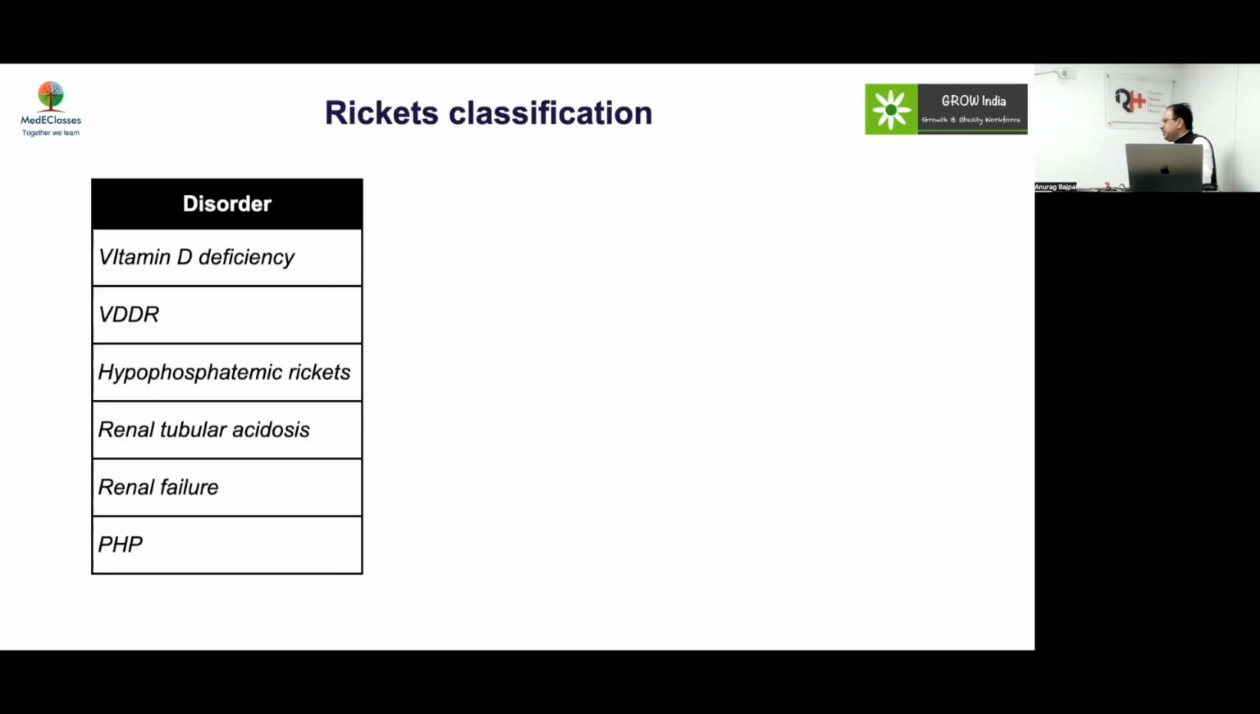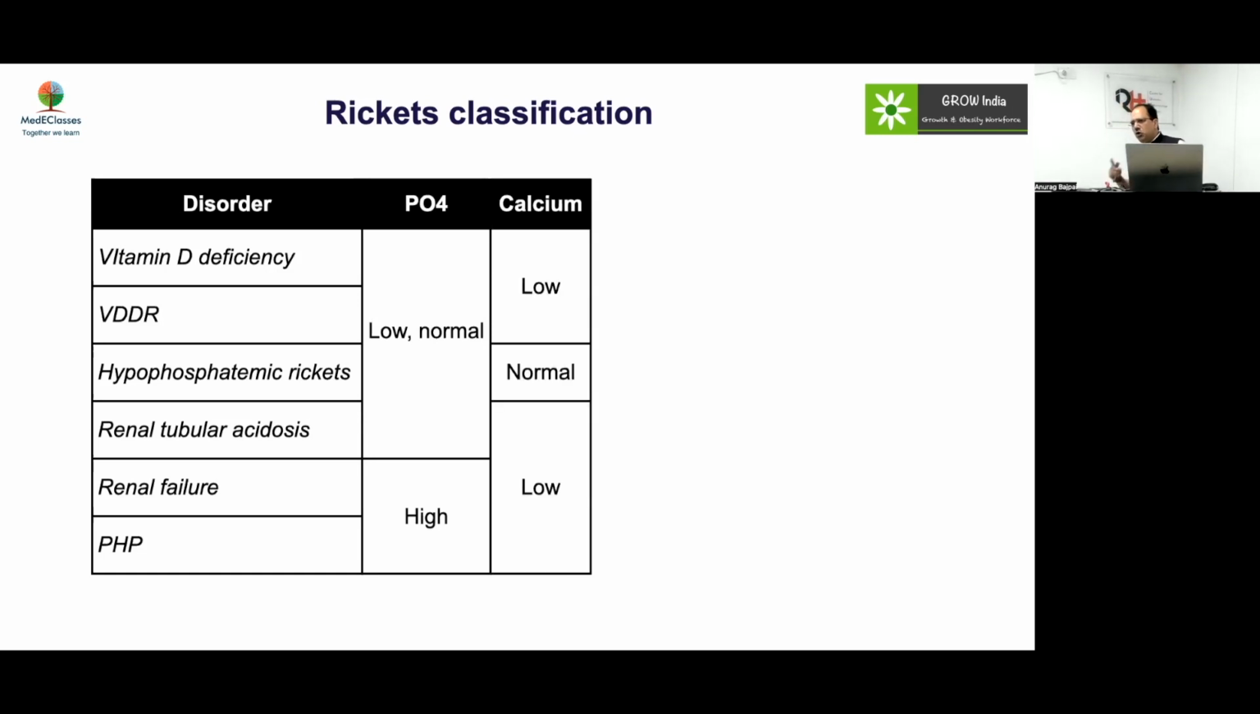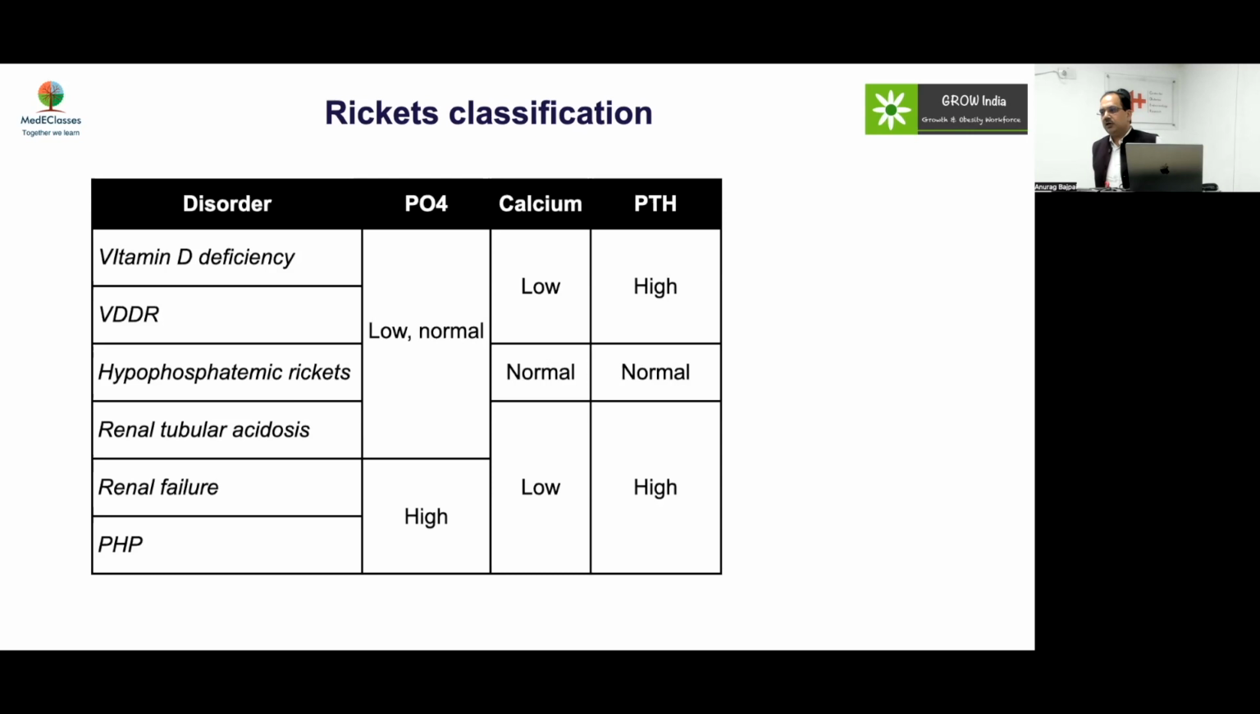If we now look at the primary causes, I've mentioned those four causes along with renal failure and PHP, so 6 causes. The most important is phosphorus. If your phosphorus is high, it's renal failure or pseudohypoparathyroidism. Then calcium, if it is low, it excludes hypophosphatemic rickets. A normal calcium and a normal PTH suggests the possibility of hypophosphatemic rickets. Generally, everybody who has rickets should have a low phosphorus and a high PTH. If your PTH is normal and phosphorus is low, think of hypophosphatemic rickets.